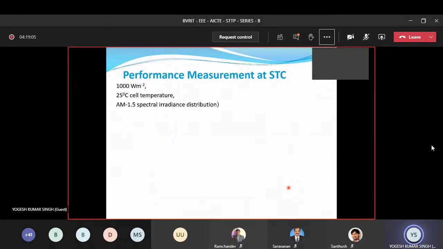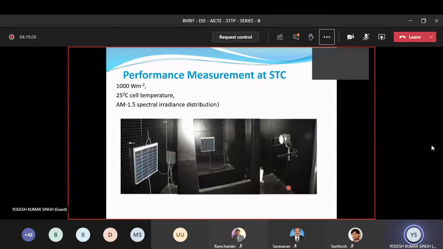We have irradiance. If the irradiance is 1,000 watt per meter square, your temperature is 25 degrees centigrade, and that is the cell temperature, like the module temperature. And if your air mass is 1.5, that is basically given to the spectral irradiance distribution of the system. So if these three conditions are fulfilled in any place, your module will work in the STC condition. This is the indoor laboratory where we take the flash test of the module.